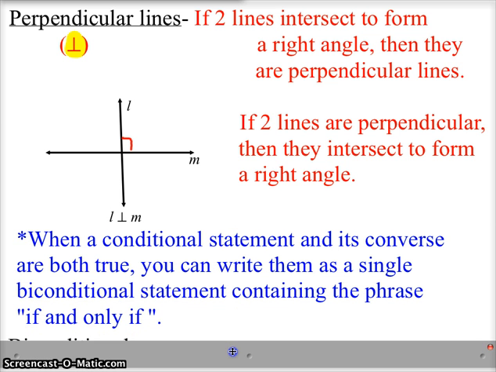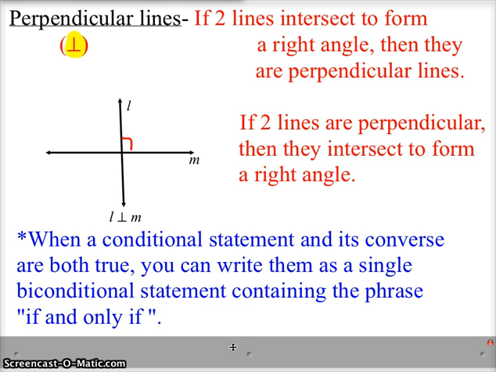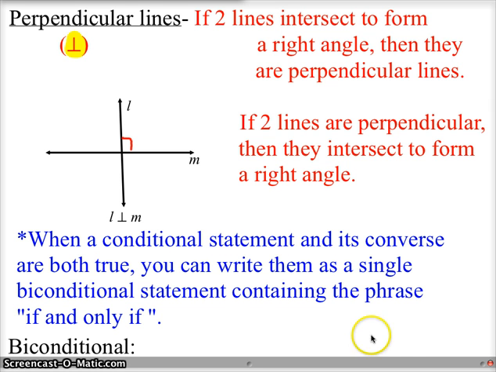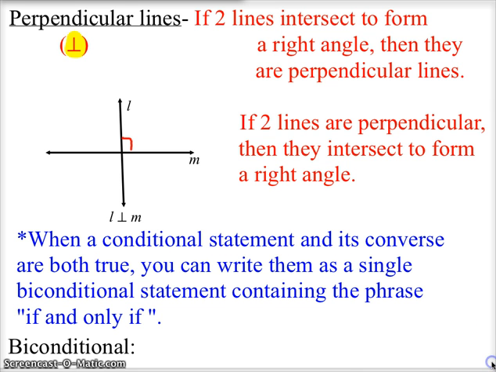When a conditional statement and its converse are both true, you can write it as a single item, a biconditional statement containing the phrase if and only if. So the biconditional would be: two lines are perpendicular if and only if they intersect to form a right angle.